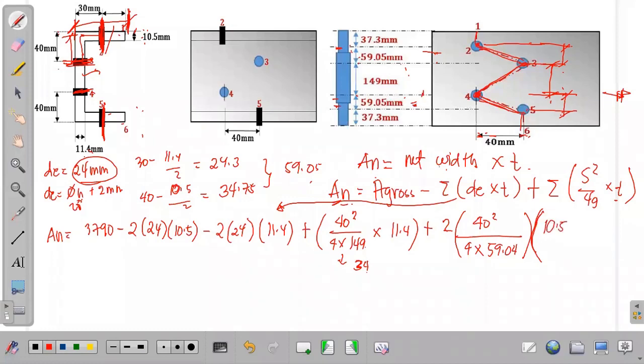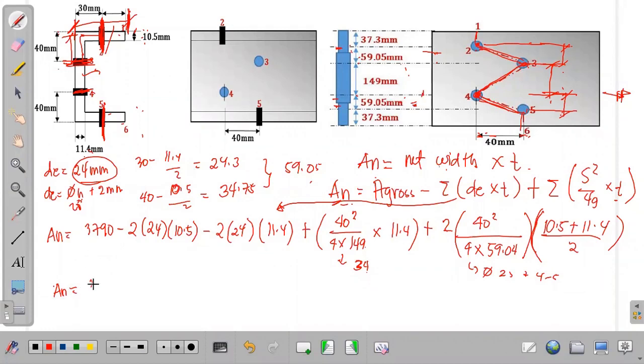So that is 10.5 plus 11.4 over 2. Okay? So yan yung magiging thickness natin for the staggered bolt 2, 3, tapos 4, 5. Okay? So yan na. Ito, yung bolt sa 2, 3, and 4, 5. Okay? So kompleto na yung value natin sa ating equation. So paki-solve ito. So we have AN.